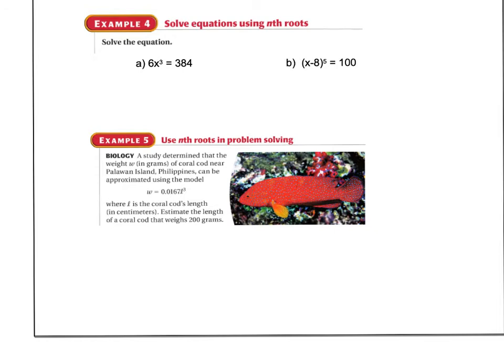Down here we have a word problem, no big deal, we'll just read it. It says a study determined that the weight W in grams of a coral cod near some island in the Philippines can be approximated using this model. So it's not like we have to write it, they give it to us. And they're telling us L is the coral cod's length, and to estimate the length of the coral cod that weighs 200 grams.